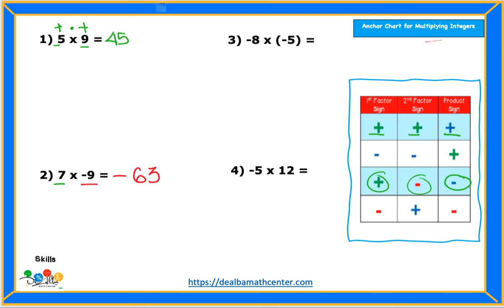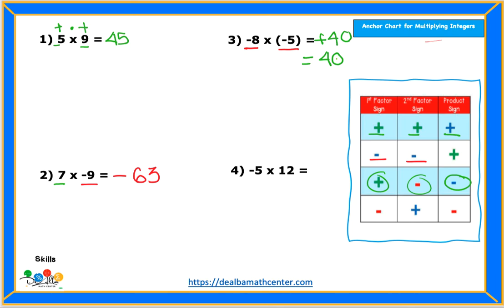Okay, so let's continue. The question 3 has a negative times a negative. So that will look like this row right here. This is a negative times a negative. And when we multiply a negative by a negative, the answer is going to be positive. And then we multiply like we always do. 8 times 5, 40. So the answer should be positive 40. And we don't have to write the positive in front. If we don't have any sign, it implies that it's positive.